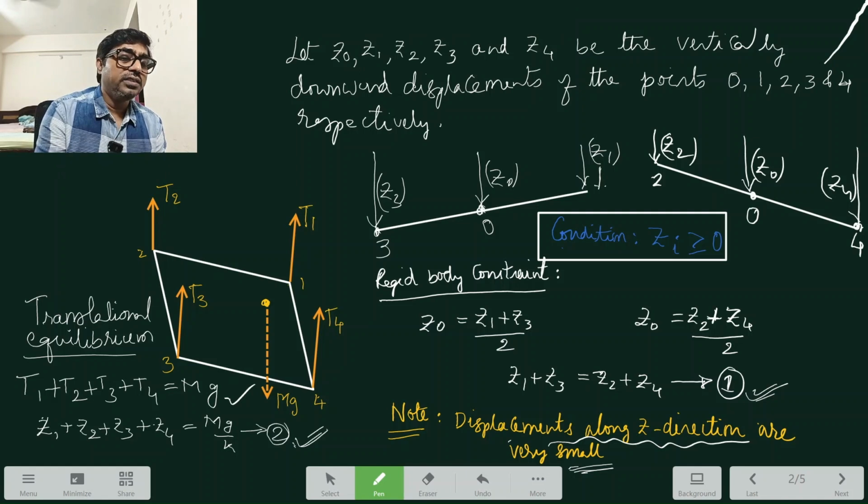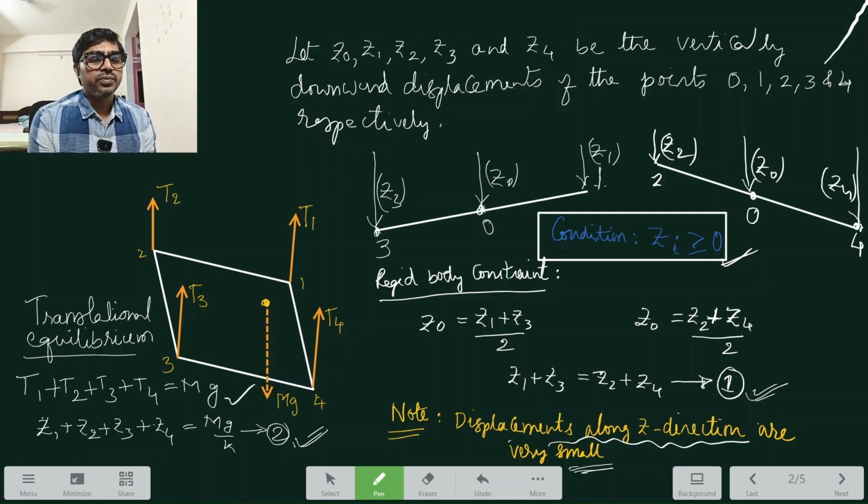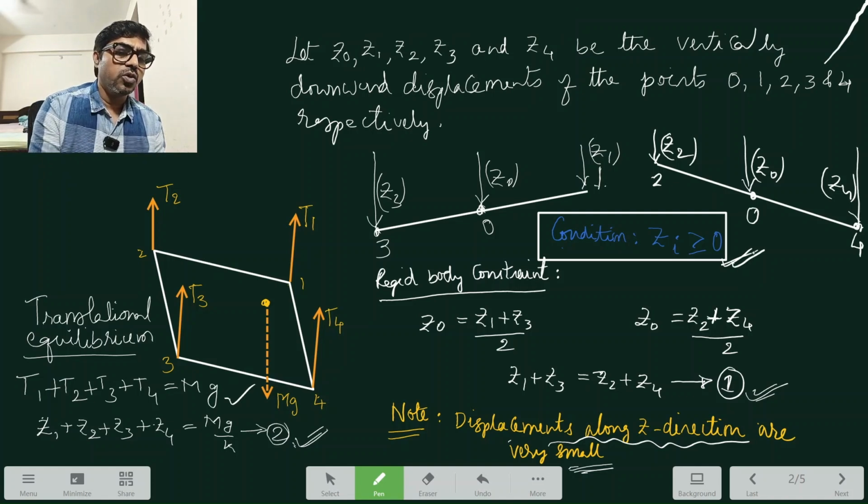What is the condition we have to use? I will calculate all 4 of these z's and make sure that none of them become negative. z1 has to be non-negative, z2 has to be non-negative, z3 has to be non-negative, and so on for z4. So we require 4 equations to find these 4 unknowns, and out of that I got 2 equations, one from the rigid body constraint and another from translational equilibrium. I have to get 2 more equations, find all these z's, and make sure that they are always greater than or equal to 0. This is the condition I am going to use here.